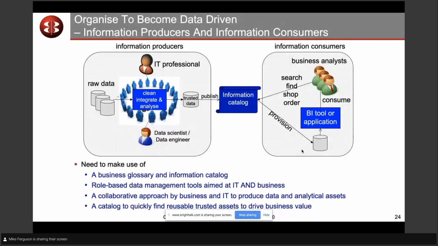I think as well, to organize to become data-driven, we need to have producers and consumers. So if we're trying to reduce fraud, or you're trying to improve customer experience, then who's producing the data assets that are going to help you reduce fraud, or that are going to help you improve customer experience? And is that a combination of IT and business working together in order to produce those trusted data assets? And then who's going to consume those and produce what from it in order to really achieve the outcomes that you're trying to achieve?